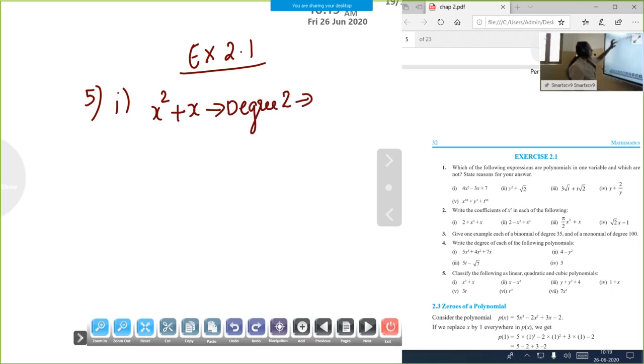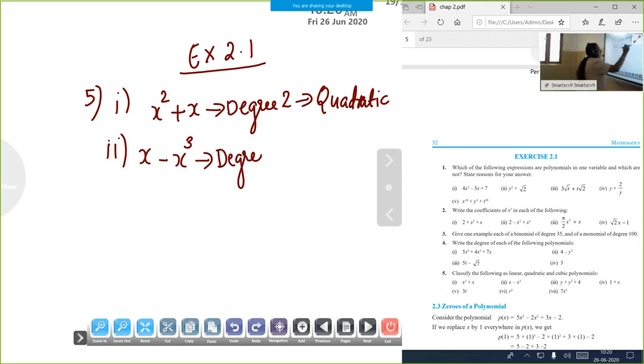Highest power of the variable. So the highest power is 2, so the degree is 2. If the degree is 2, which type of polynomial? Quadratic polynomial. So we write it as quadratic. Okay. Then second one, x minus x cube. What is the degree over here? Here the degree is 3. Then if the degree is 3, what is its name? Cubic polynomial.